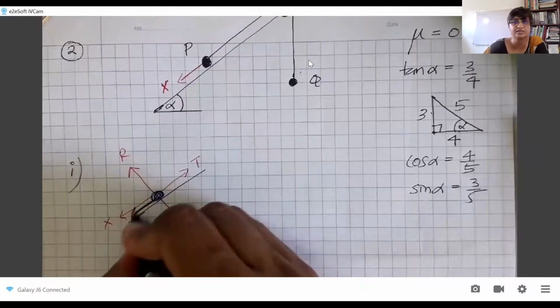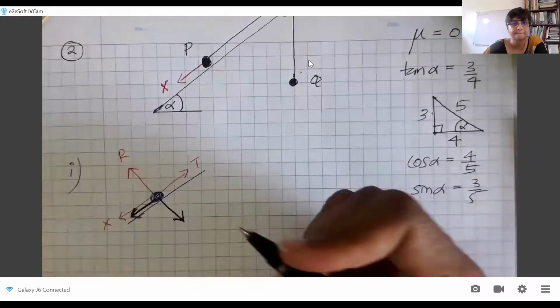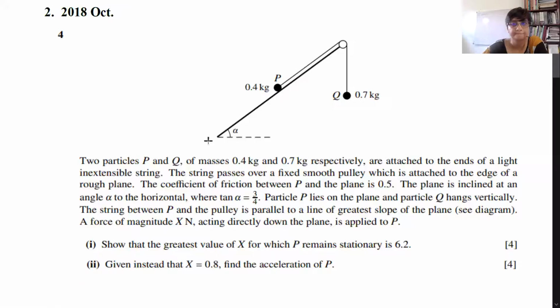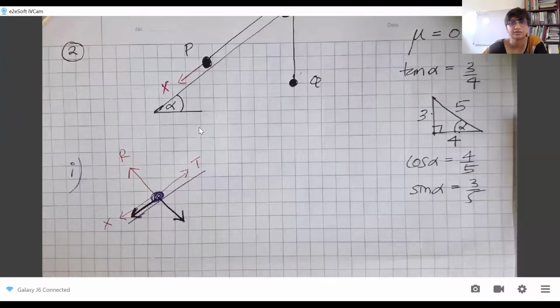What was the mass of P? 0.4. I don't see the chat sometimes. So the force on Q should be equal to the force on P.